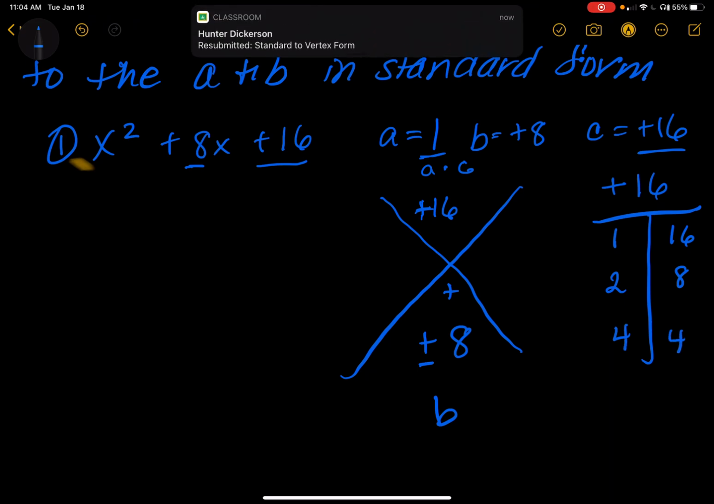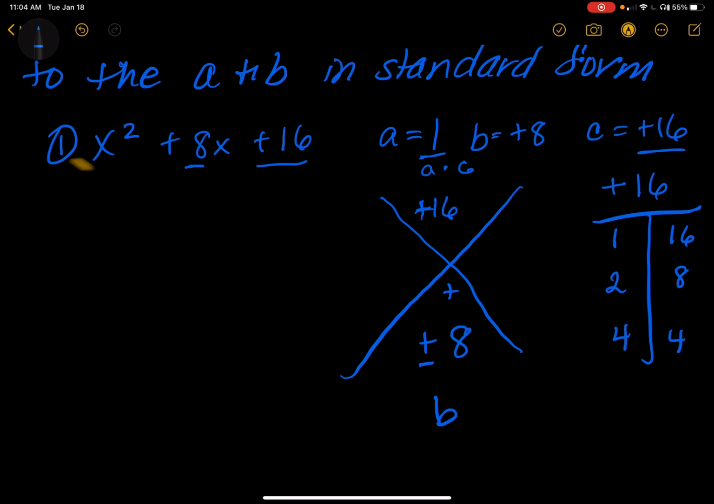And so what are the factors if we added positive 1 and positive 16? Well, that would equal 17, so that's not correct. Positive 2 and positive 8, well, that would equal 10. That's not correct. But positive 4 and positive 4, that equals positive 8. So those are our factors.